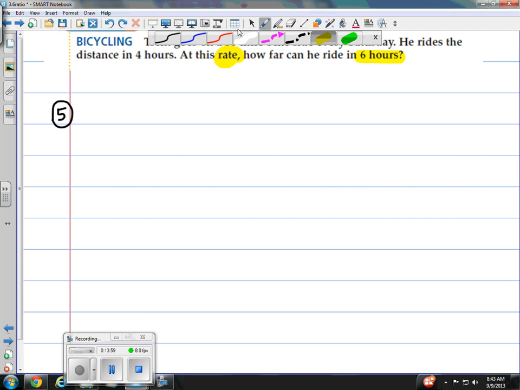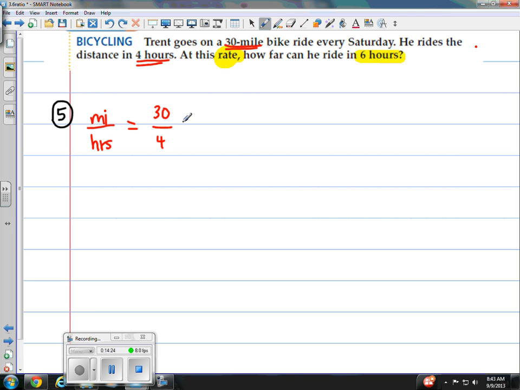So first thing, let's go back and write our first rate. It says Trent goes on a 30-mile, so 30 miles, and the distance is 4 hours. So we know we're comparing his miles and his hours. And I always like to set up the units first, that way I know what I'm comparing. And we said he went 30 miles in 4 hours equals.